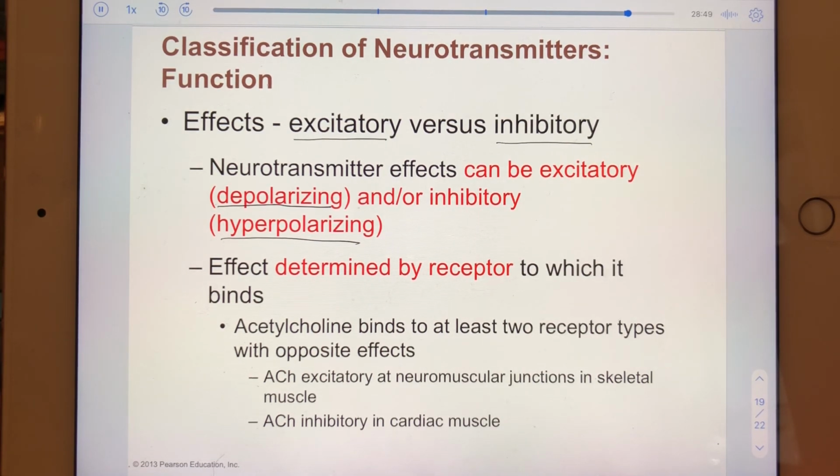acetylcholine, when it binds to a receptor on a muscle cell, it is excitatory. Whereas when it binds to a receptor on, I shouldn't say a muscle cell. When it binds to a receptor on a skeletal muscle cell, it's excitatory. When it binds to a receptor on a cardiac muscle cell, it's inhibitory. Wow.